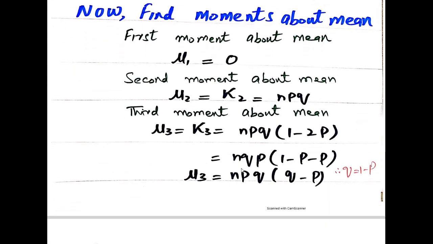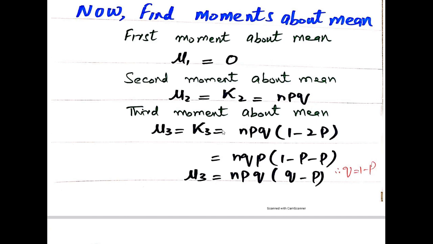Now we find the moments about mean. First moment about mean, mu1 is equal to mu1 prime minus mu1 prime, which is equal to 0. These cancel out, so it is equal to 0. Second moment about mean, mu2 is equal to k2. The second moment about mean is equal to the second cumulant, and we already proved the second cumulant is npq. So the second moment about mean, mathematically represented by mu2, is equal to npq.